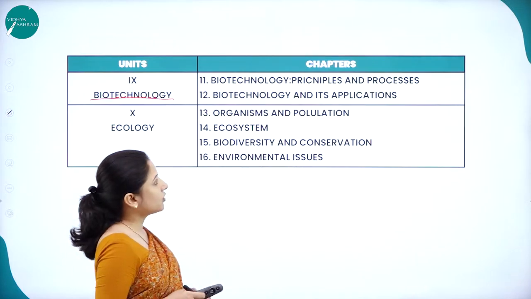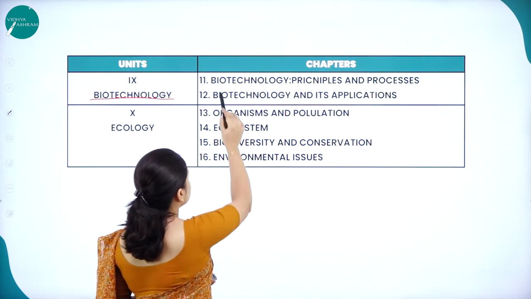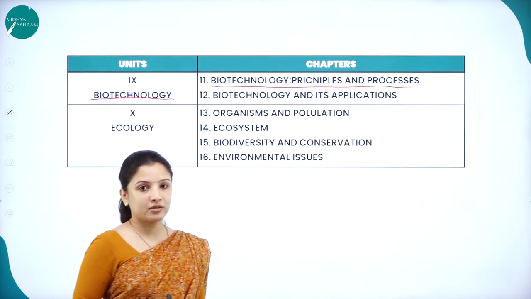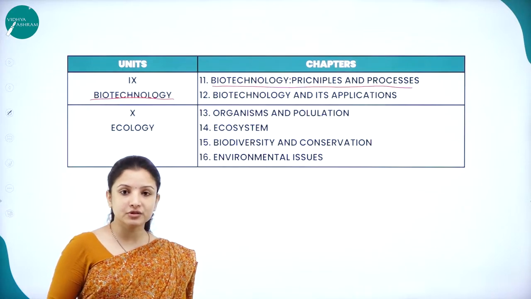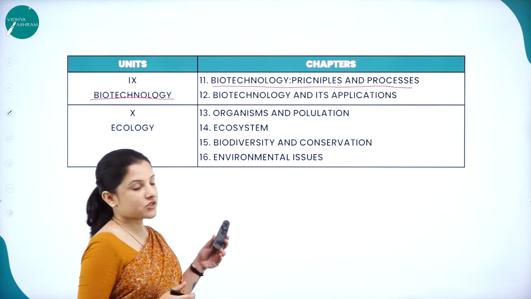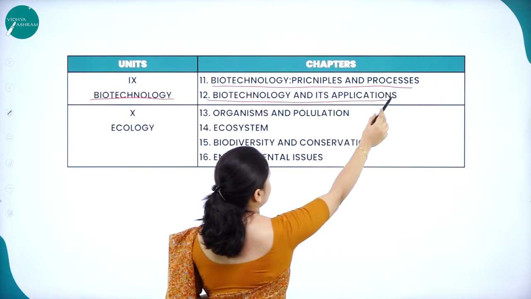So under biotechnology, there is chapter 11, which is biotechnology principles and processes. The various principles involved in biotechnology, and the various processes or methodologies that are used in biotechnology, all that we shall study here. Then chapter 12 is biotechnology and its applications.